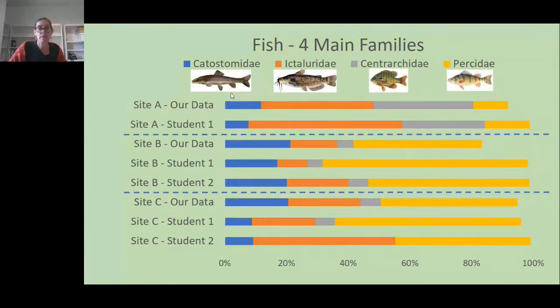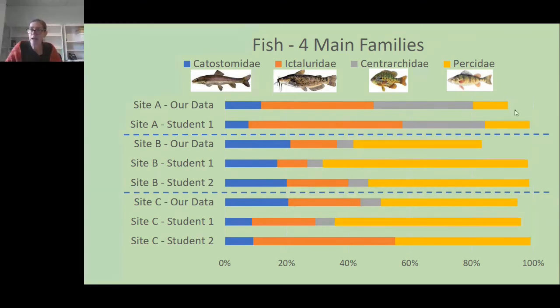And we see that for the most part, the student data and our data recognize the presence of all of these four fish families. I will note that student 2 at site C completely did not identify any of the bass or sunfish in their identifications. We also noticed some more subtle differences. So for example, suckers are more important in our data set than in the student data sets.